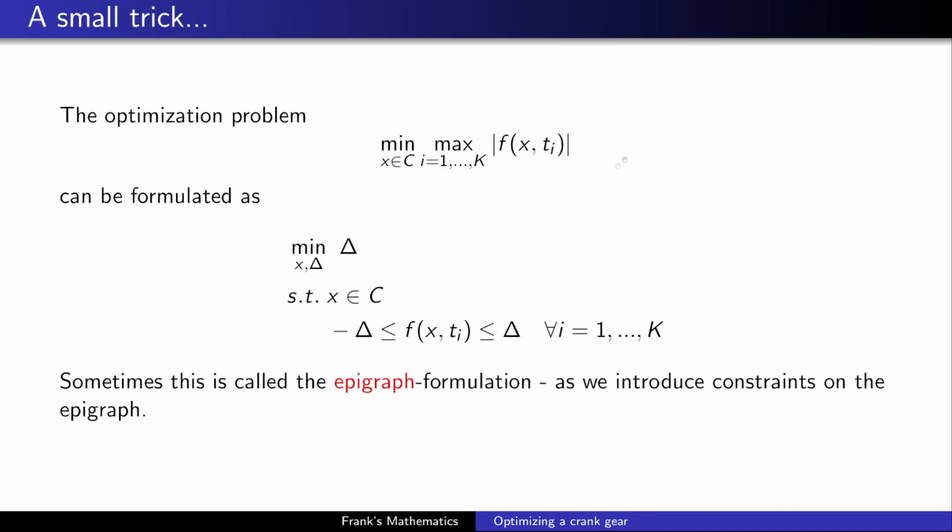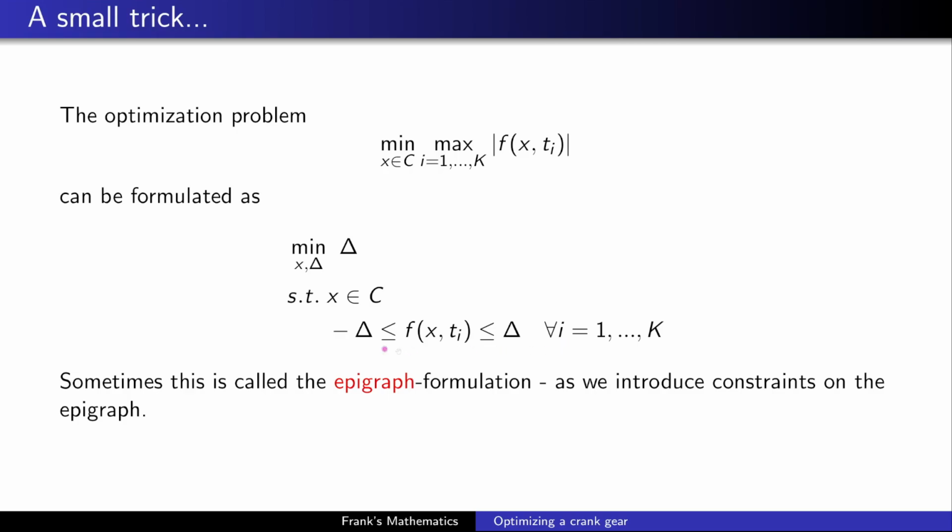Well, the optimization problem you can see here can be reformulated as the following. And you can see the difference here, that we are still minimizing over delta, but delta is now decoupled from x. It is an additional variable which we are minimizing. And the trick comes here. We introduce the following additional constraints. Minus delta must be less than or equal to f of x, t_i, less than or equal to delta, and this must hold true for all our sample points.